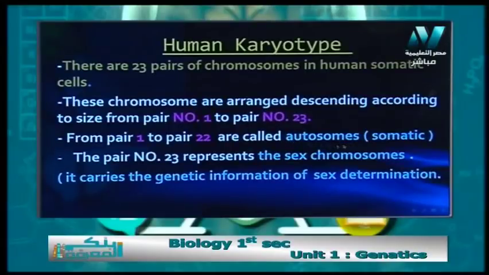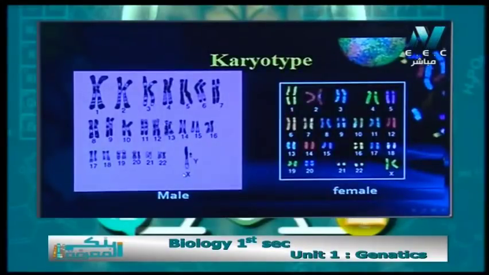This is a new word to you: autosomes. All the genetic information about your body found in the somatic body cell is on the chromosomes from pair number 1 to pair number 22. Pair number 23 represents the sex chromosomes. Why? It carries genetic information for sex determination. As we see, in male it is XY, but in female XX.